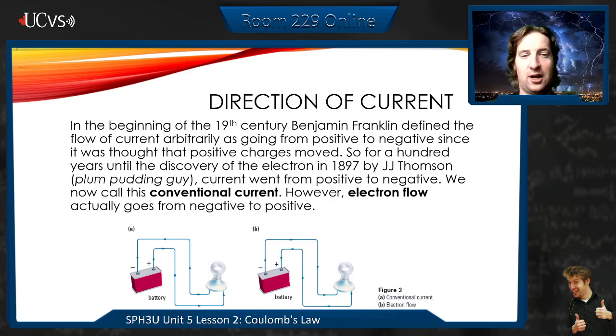The electrons are negative, so they're being repelled from the negative side of the battery, go through the light bulb, and are being attracted to the positive. That's the direction the electrons flow. However, we say that the current travels out the positive and into the negative.